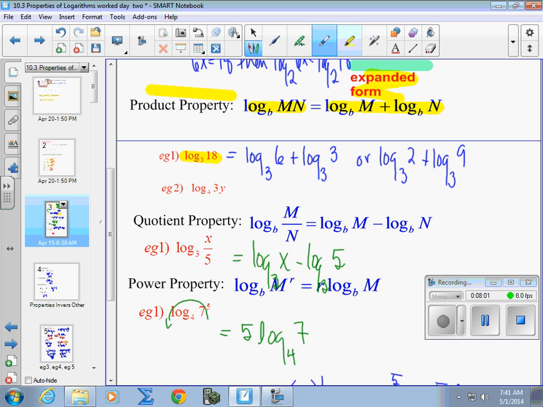On the next problem, I have log base 4 of 3y. That would be log base 4 of 3 plus log base 4 of y.